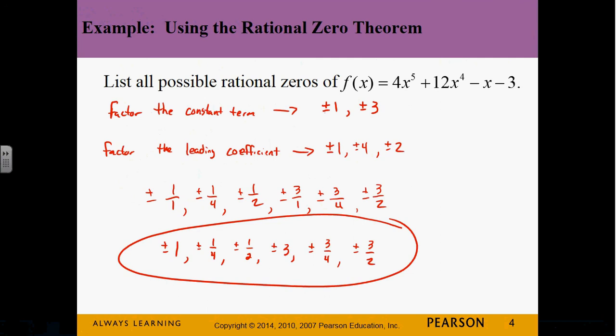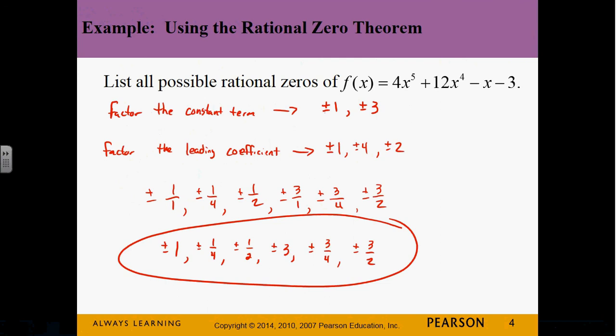Now, what purpose does this serve us? I've got 4x to the fifth, right? If I want to find the zeros of this function, but I'm not given any zeros. Instead of just picking a random number out of nowhere to try synthetic division on to test and see if it's a zero, now I have a list of possibilities. Okay? Now I'm going to start almost exclusively with one and test it. I'll say, well, does one go into it? So I can do synthetic division using one.